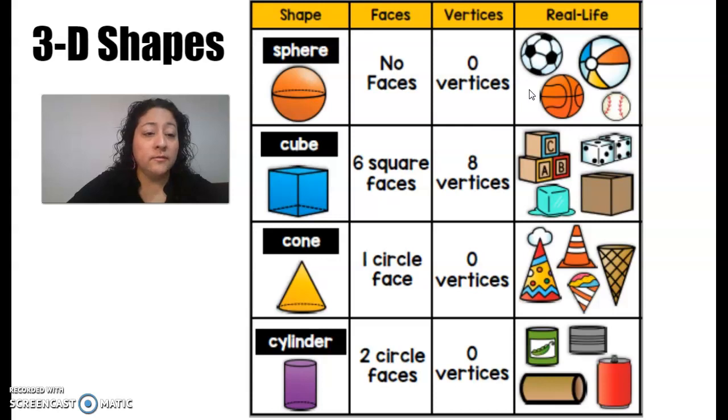The importance of this is we need to learn how to identify 3D shapes because everything around us has shapes, right? It's either 2D shapes or 3D shapes, so it's important for us to be able to identify it and call it by its name. Alright, so let's get started.